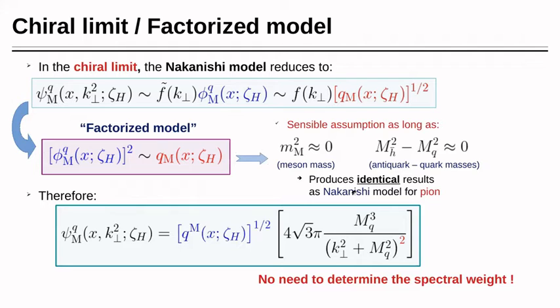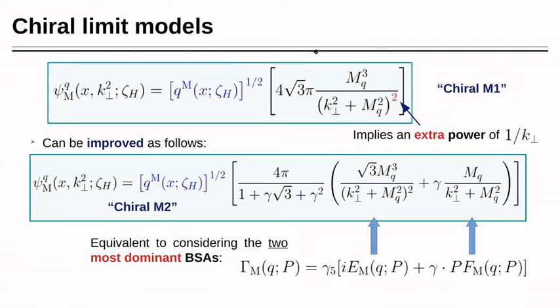But for the meantime, I would like to do a little bit more algebra to show you the following. This is the chiral limit model. One thing that becomes evident is that we have an extra power of k-perp. This is a wrong asymptotic behavior. So this simple model can be improved as follows. We add a term which has the correct asymptotic power law of k-perp, with some weight gamma. This will be equivalent to having the two most dominant Bethe-Salpeter amplitudes. At first, we only had the leading Bethe-Salpeter amplitude. Now it's like having the second one.